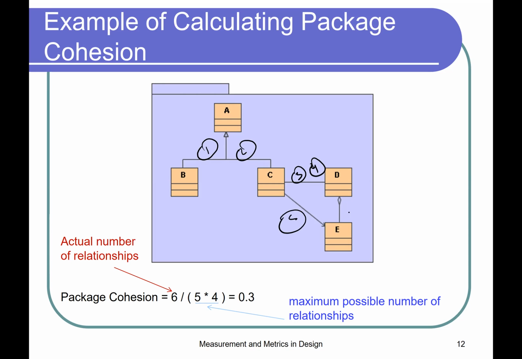And same thing with aggregation. It's also unidirectional, and that's 6. Okay, and this is why we have 6 divided by 5 multiplied by 4 gives me a 0.3.